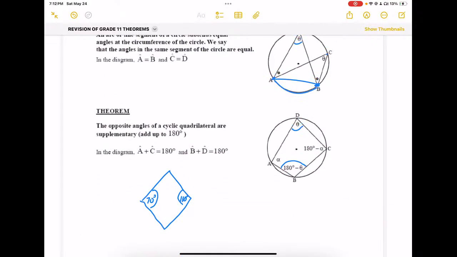Or they will say prove that a figure is a cyclic quadrilateral, and sometimes the figure they are asking you to prove won't be on the circle, right? So it's going to be very, very crucial for you to observe that, right?